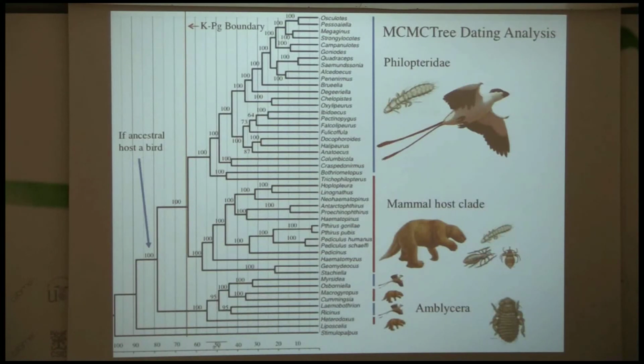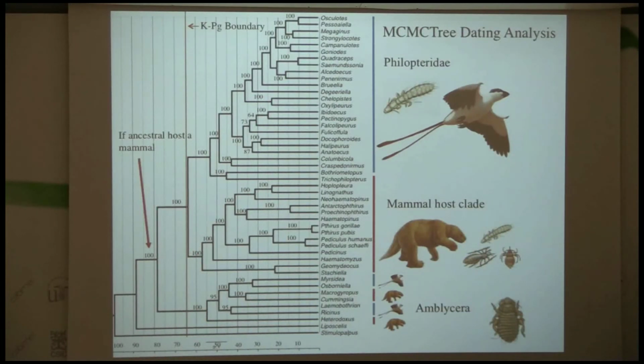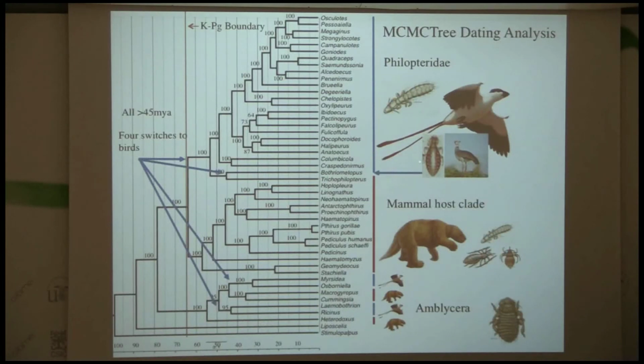Unfortunately, reconstructing the ancestral host was not as clear. So if we assume the ancestral host was a bird, we would come up with 4 switches to mammals, 2 within Amblycera, 1 at the base of this large mammal clade, and 1 to this weird louse. It's kind of like a bird louse on a mammal. It's on Madagascan lemurs. It's always thought to be an enigma. If we assume the ancestral host is a mammal, again, we get 4 switches to birds, 2 within Amblycera, 1 at the base of this major bird radiation, and 1 to this weird louse from a weird waterfowl-type bird called a screamer from South America.